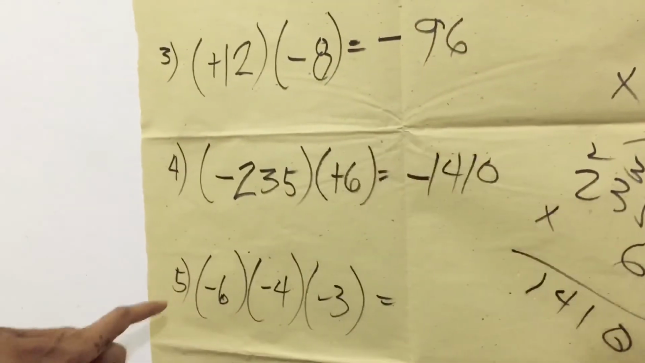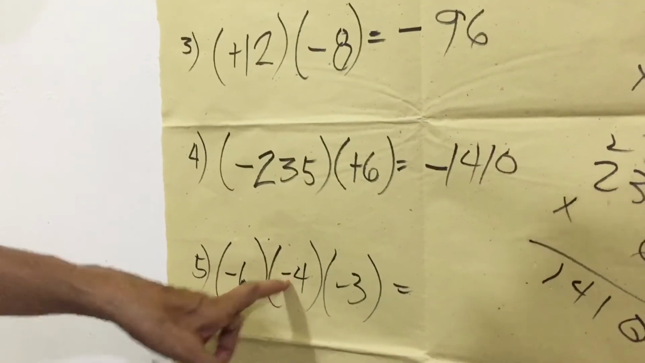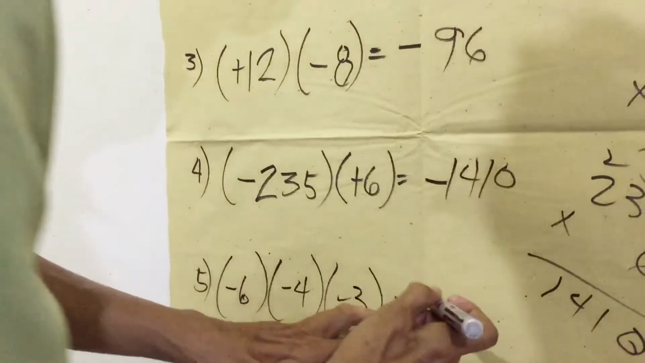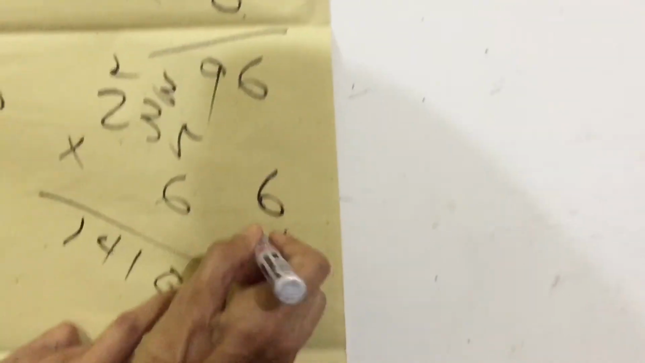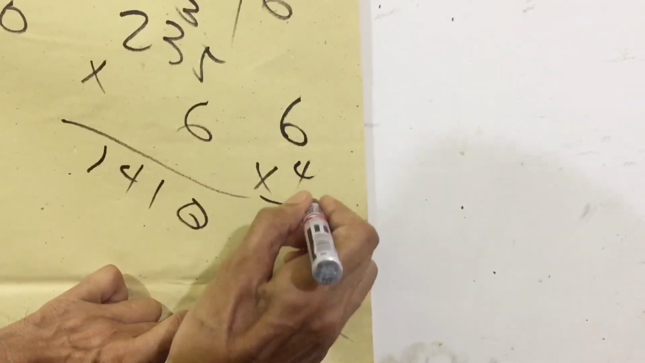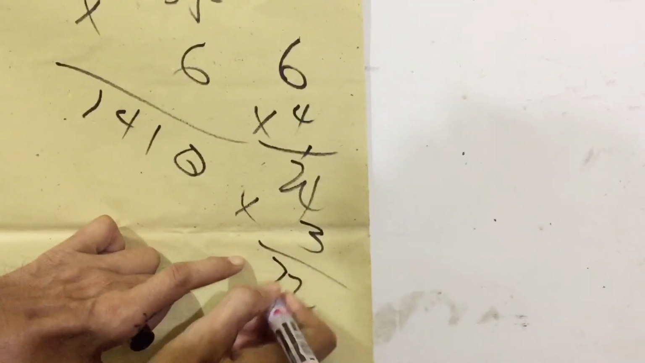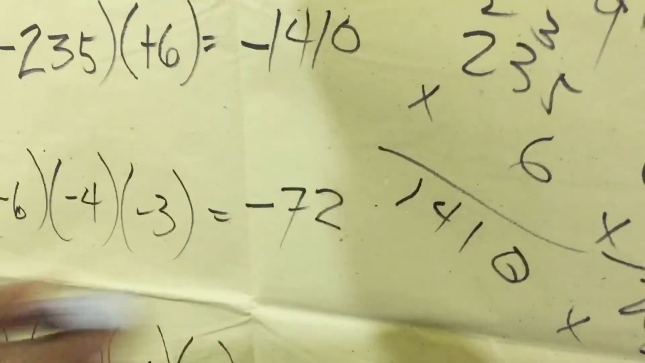Number 5, we have negative times negative equals positive, times negative equals negative. Then multiply 6 times 4, 24, times 3, 12, carry 1, 72. The answer is negative 72.